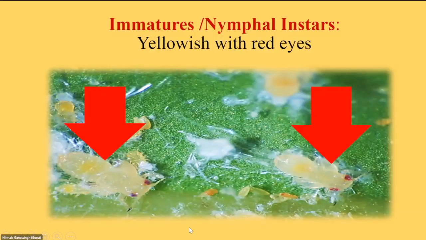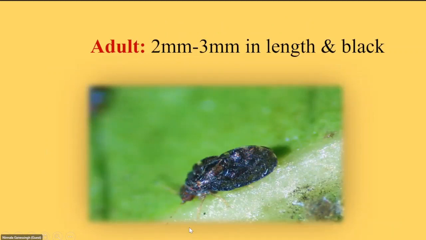This slide shows immatures or the Nymphal Instars. There are 5 Nymphal Instars in this psyllid. They are yellowish with red eyes. This picture shows the adult psyllid. The adult is 2 millimeters to 3 millimeters in length and black, iridescent in color, meaning shiny.